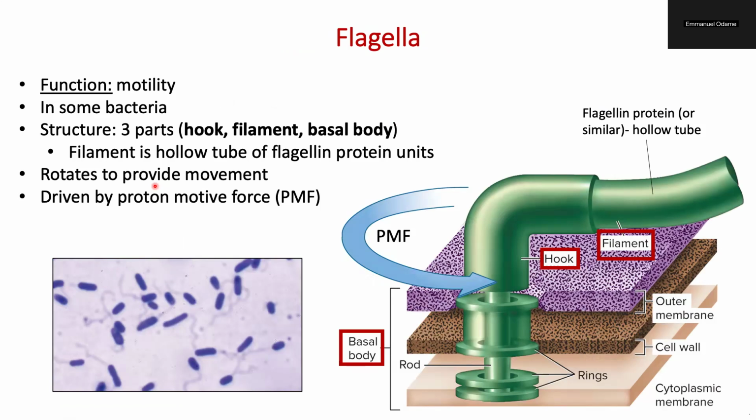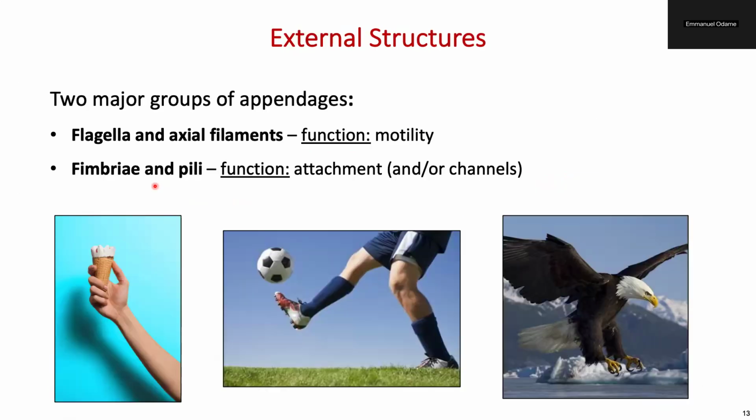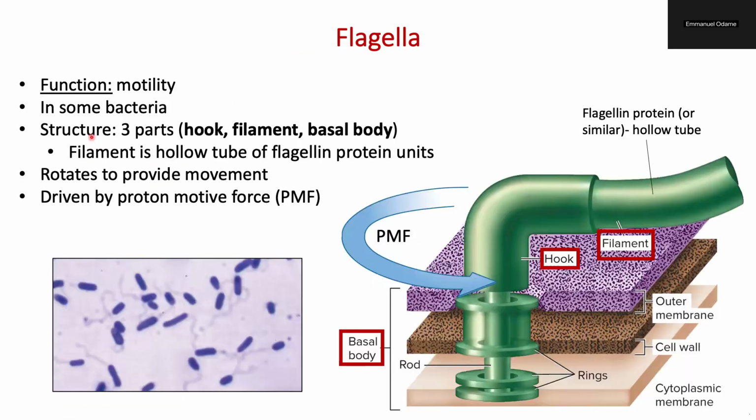So the next one I want to move to. Now we are going to tackle them individually, starting with flagella. As we said in the previous slide, flagella are for motility and are present in some bacteria. Structurally, as you can see from here, it's made out of three parts.